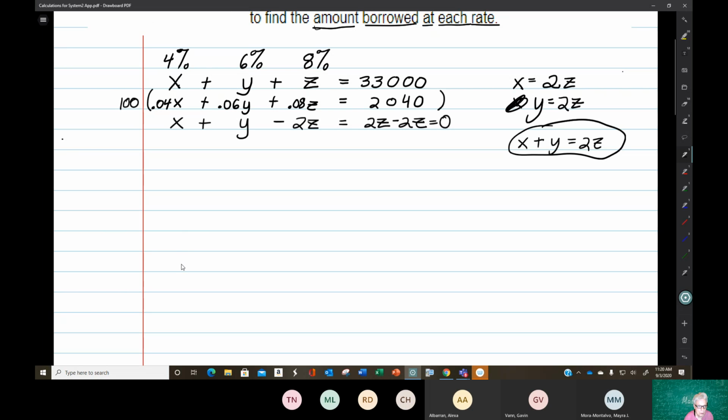Okay, so here's what we're going to have that I'm going to put on the sheet. X plus y plus z equals 33,000. Although I think I'm going to have to move that over. Move it over a little bit.